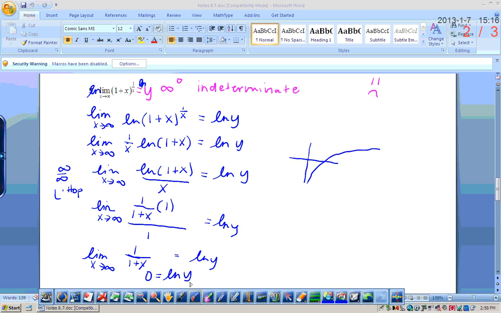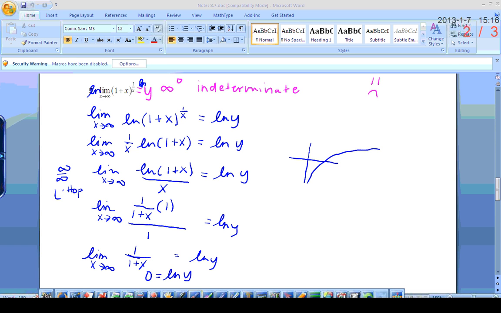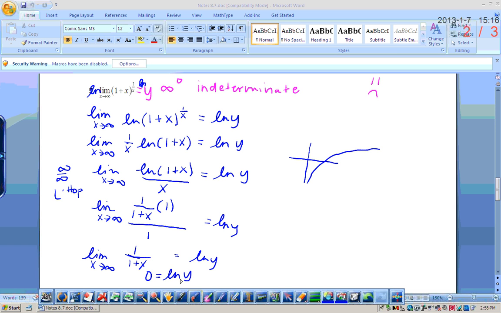0 equals the natural log of y, and y is the actual answer to this problem. So I need to solve for y. Well, remember that natural log is log base e, so I can convert this to exponential form by saying e to the 0 power equals y. So e to the 0 power equals y. Therefore, y equals 1. So my answer is 1.